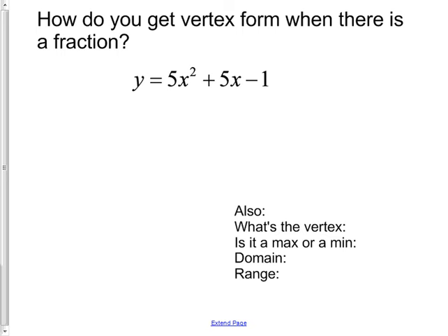Now, how about if we have a fraction? When you factor out the 5, now, you're going to have this. Why is this tough? Because you have to do half and square on a 1. What's half of 1? It's a half. And then you square it. It's not that bad. Go ahead. Finish it off.